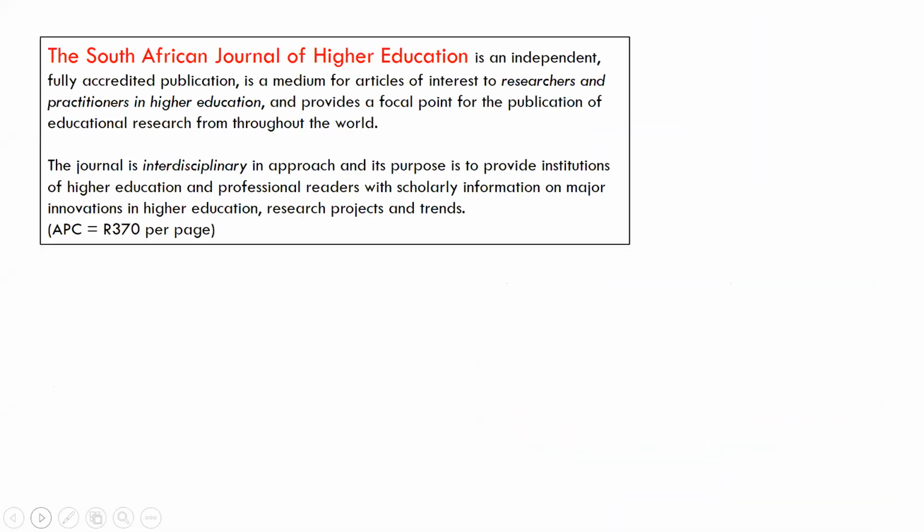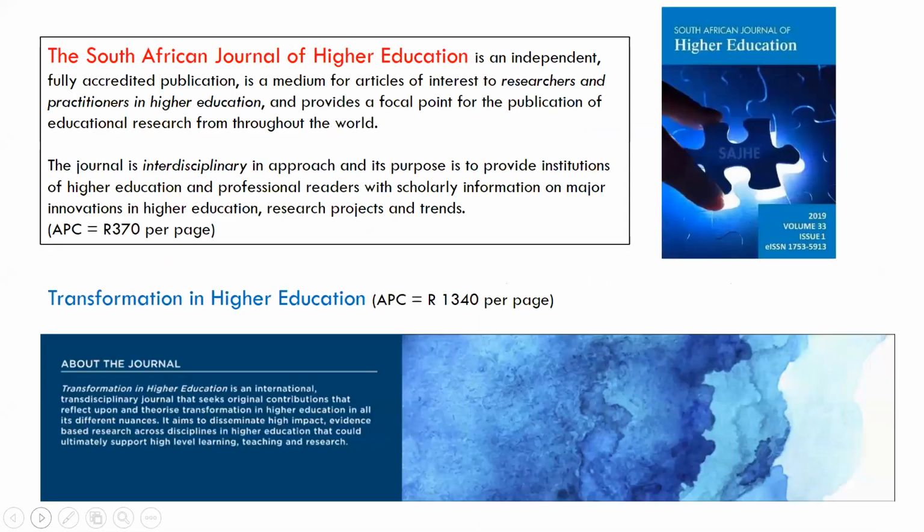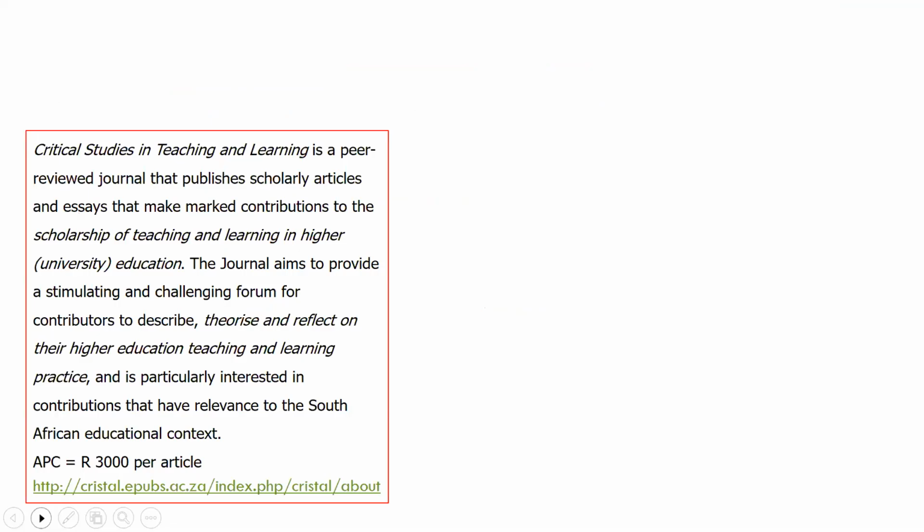All right, so those are some of the South African ones. There's the South African Journal of Higher Education, which is interdisciplinary. And then there's another higher education journal, which is Transformation in Higher Education. Again, a focus on transformation, like Education as Change. So think about those particular things. These are just the South African journals.